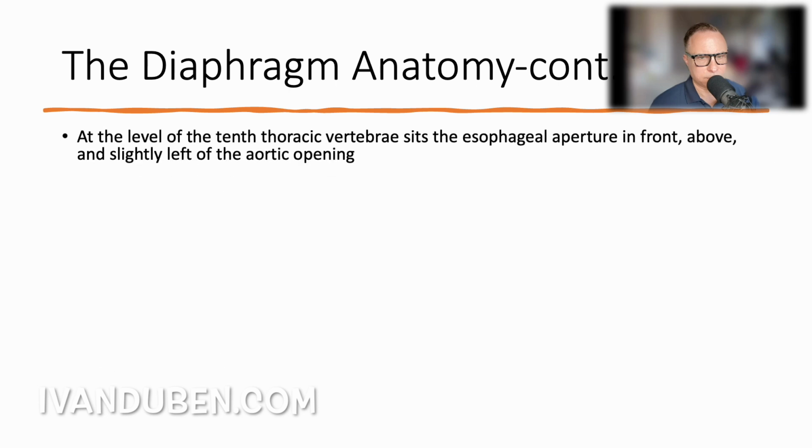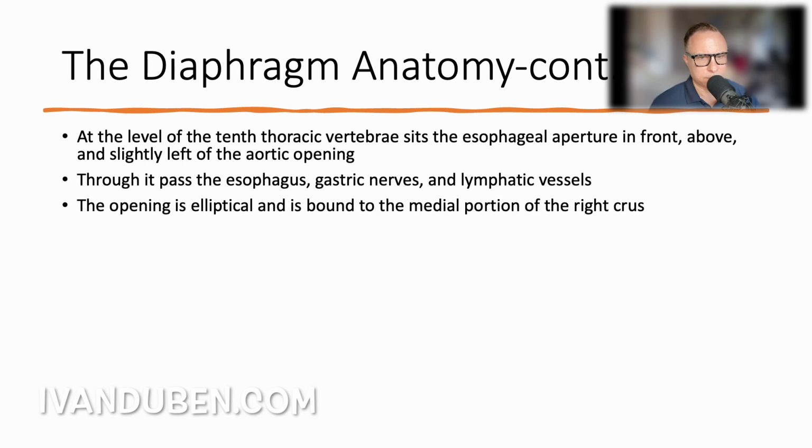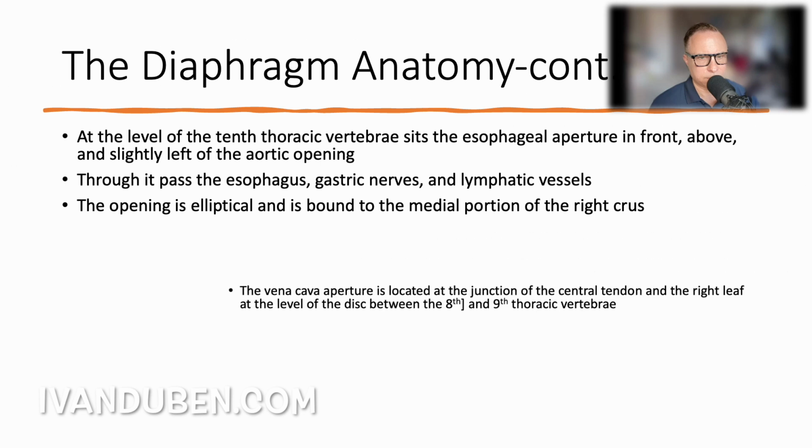At the level of the 10th thoracic vertebra sits the esophageal aperture, in front, above, and slightly left of the aortic opening. Through it passes the esophagus, gastric nerves, and lymphatic vessels. The opening is elliptical and is bound to the medial portion of the right crus.